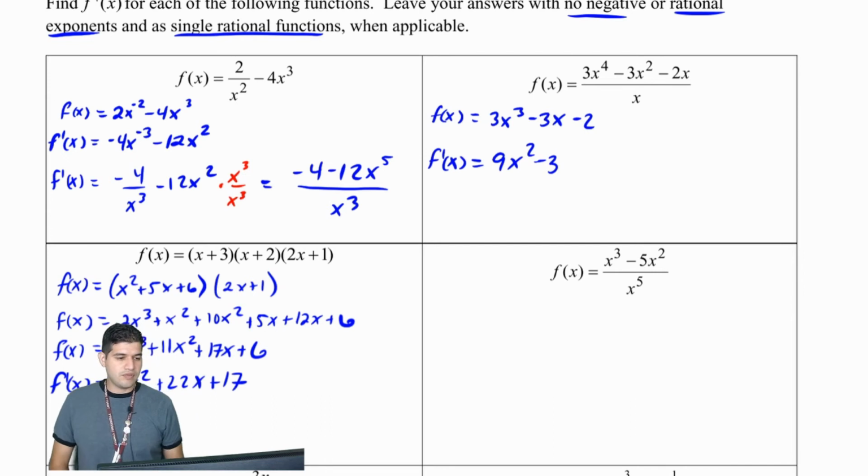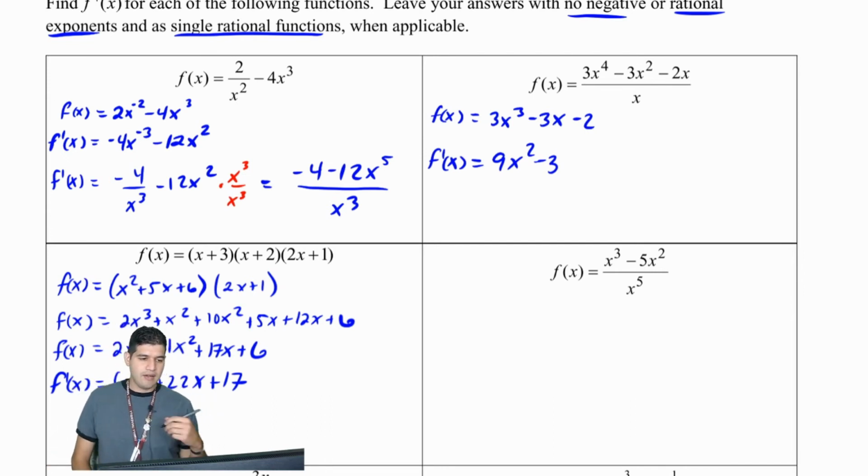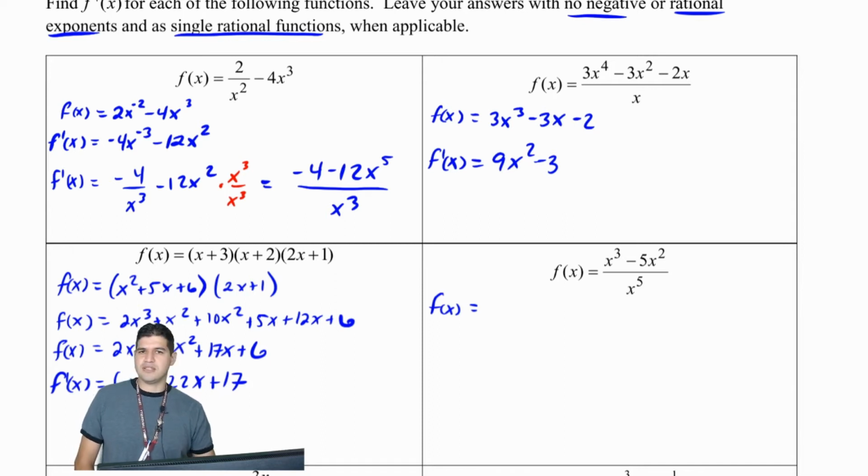Now let's move over to our fourth problem. What I'm going to do is something similar to problem 2, where I rewrite this by subtracting the denominator's exponent from the numerator's. So I'm going to have x cubed minus x to the fifth, all divided by x to the fifth, so 3 minus 5. I'm going to get x to the negative second minus 5x to the negative third.